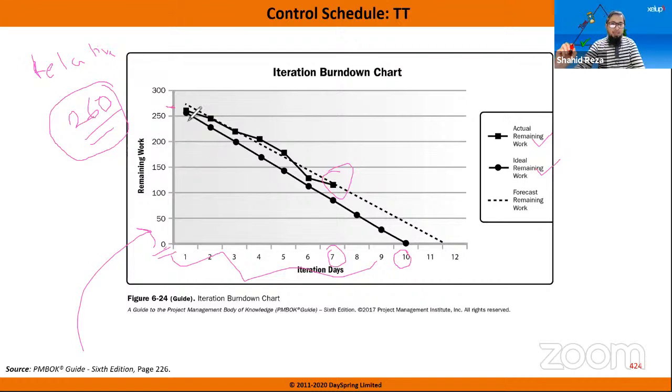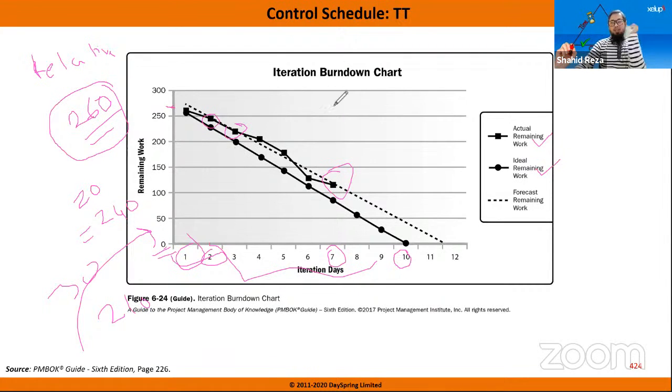Say, for example, on the first day they have completed 20 story points. So 260 minus 20, that means 240. Their remaining story point is 240. So this is the 240 point. Say, for example, on the second day, they have completed another 30. So their remaining work is now only 210. This way they put the point here and draw the graph like this. Remaining work. They always calculate remaining work.